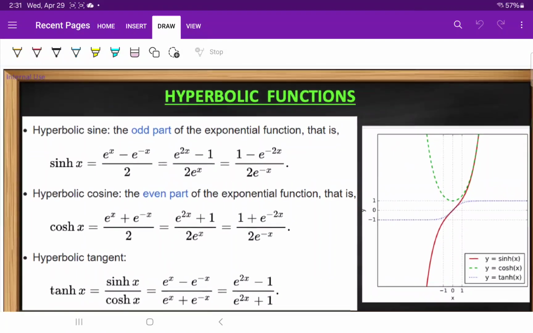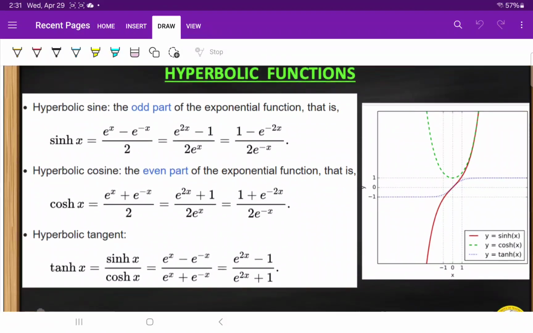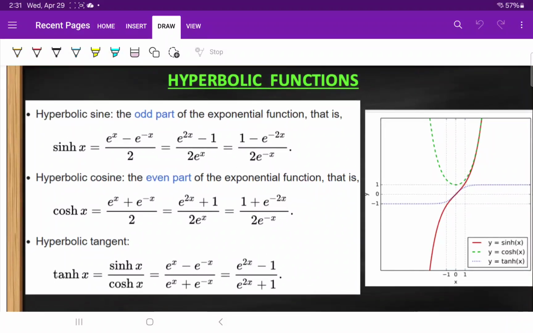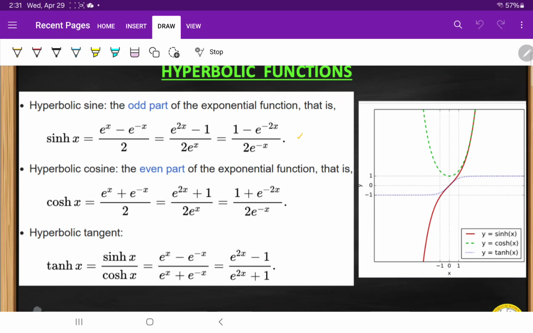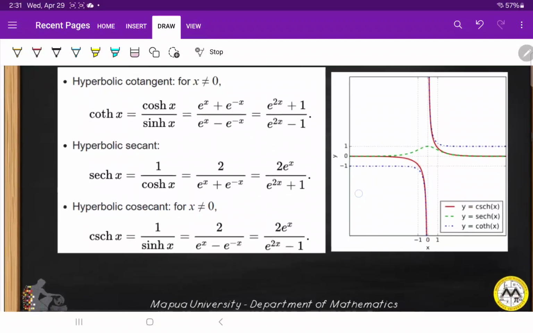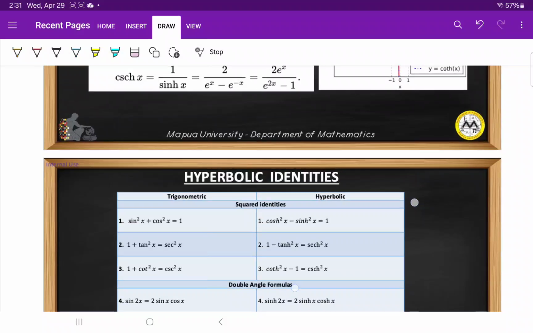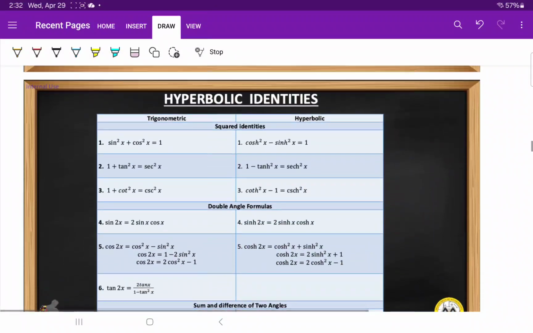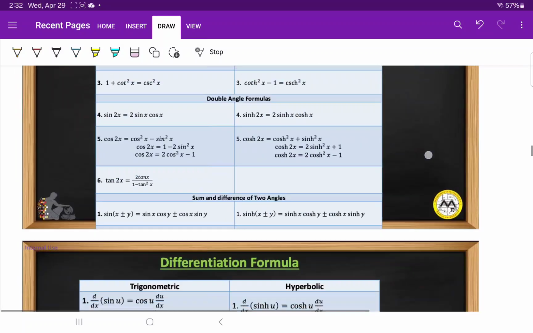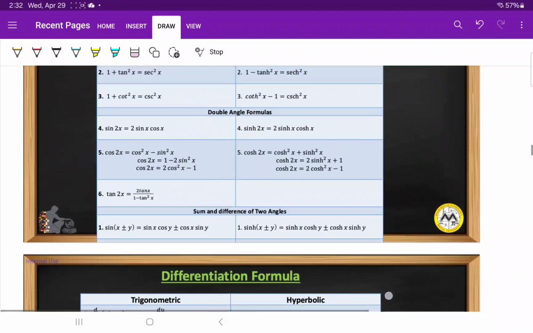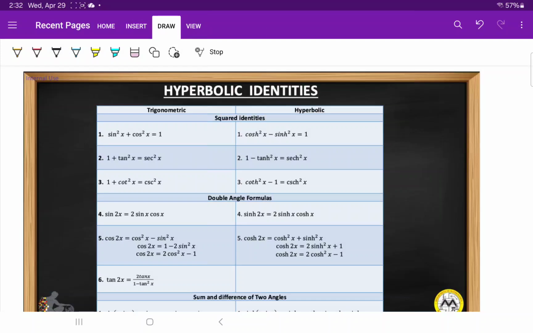Now we have here the definition of what a hyperbolic function is. Hyperbolic functions are defined in terms of the exponential function. So for hyperbolic sine, this is the definition. For hyperbolic cosine, hyperbolic tangent, cotangent, secant, and hyperbolic cosecant, in terms of e to the x. But we just focus on how we find the derivative of functions and how we simplify the resulting derivative by using the hyperbolic identities.